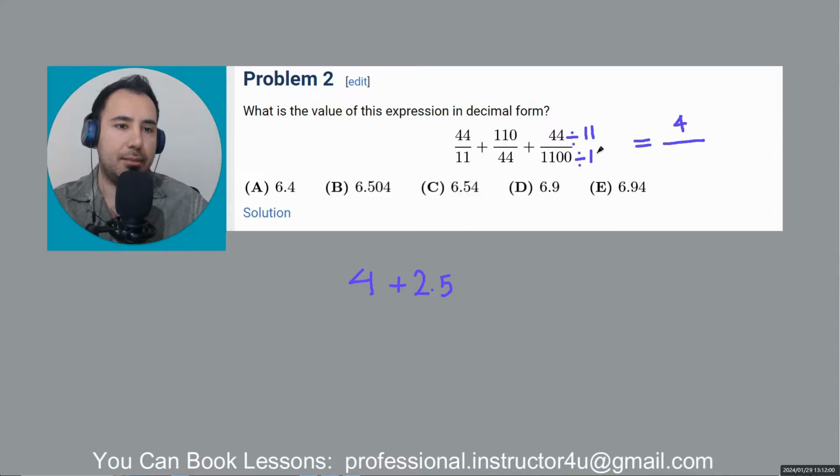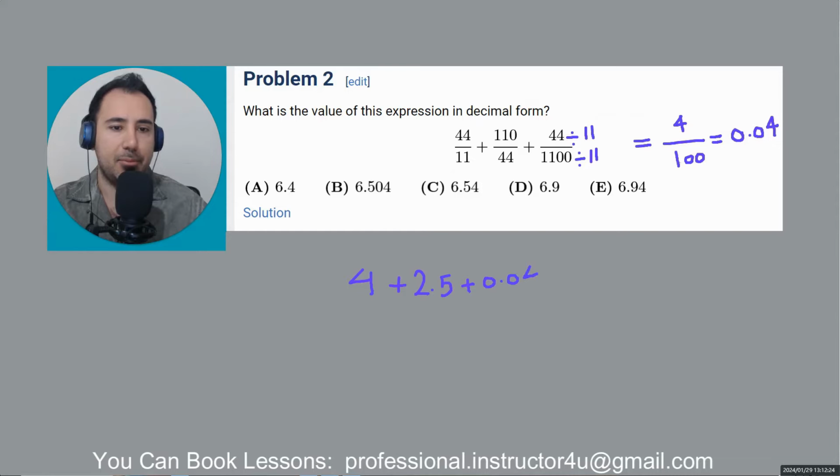And this one divided by 11 is only 100. Should we simplify this? No, right? Because it's already perfect to be turned into a decimal point. This is equal to 0.04. And now we're just gonna add all of these numbers together.